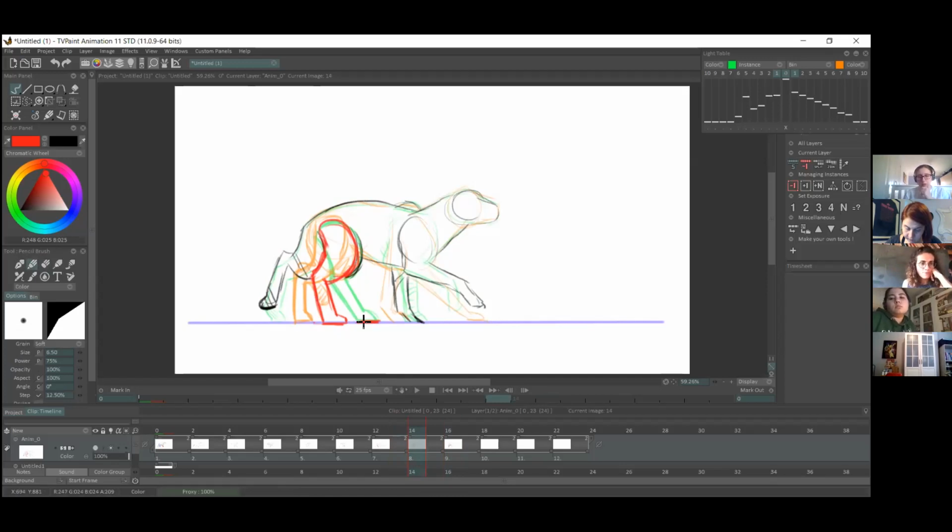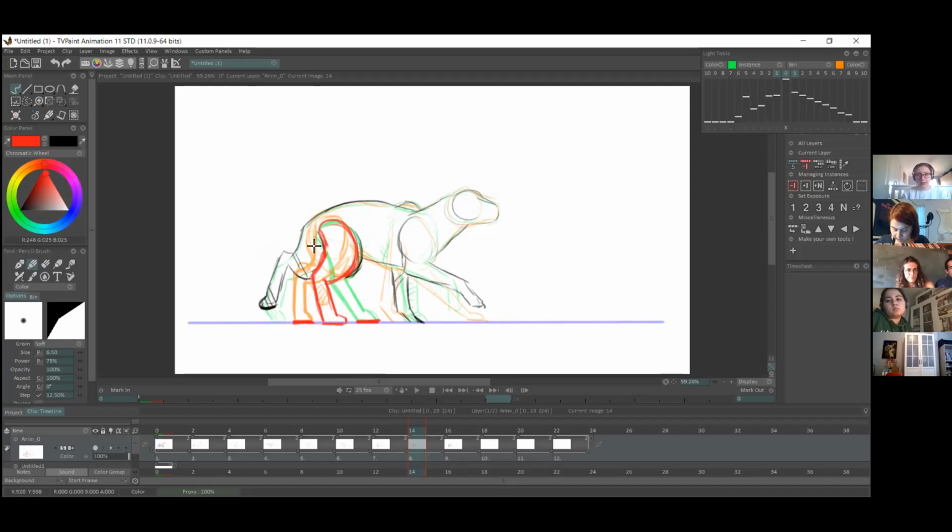So you can see, this is the frame before and this is the frame after. The orange is after, green is before, and the one we added in between the two is the red.